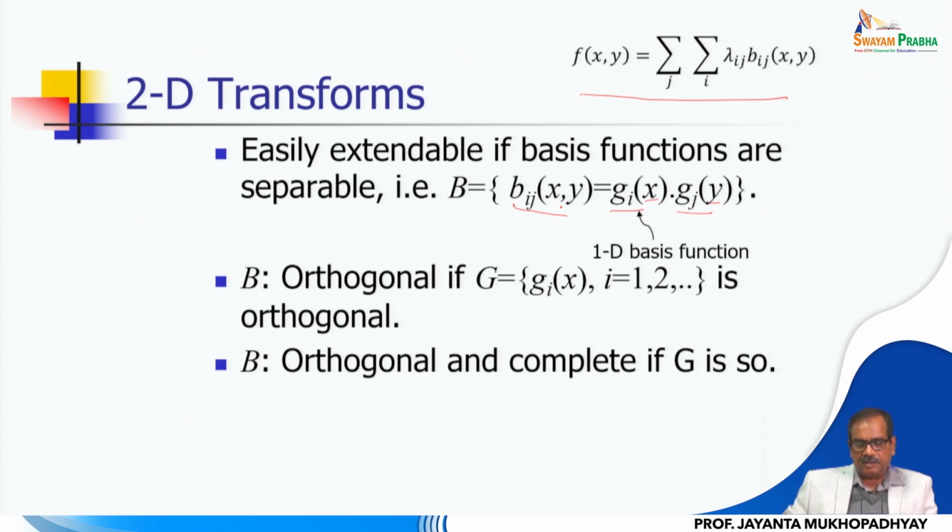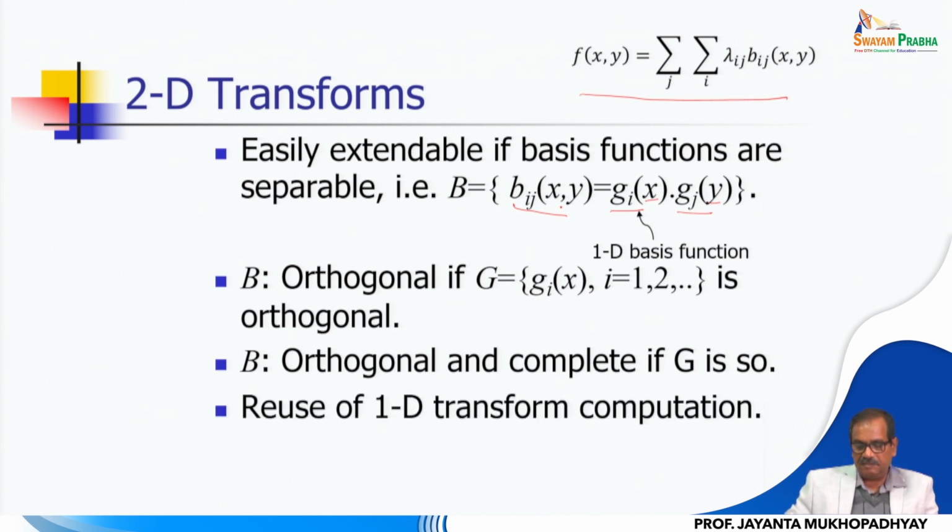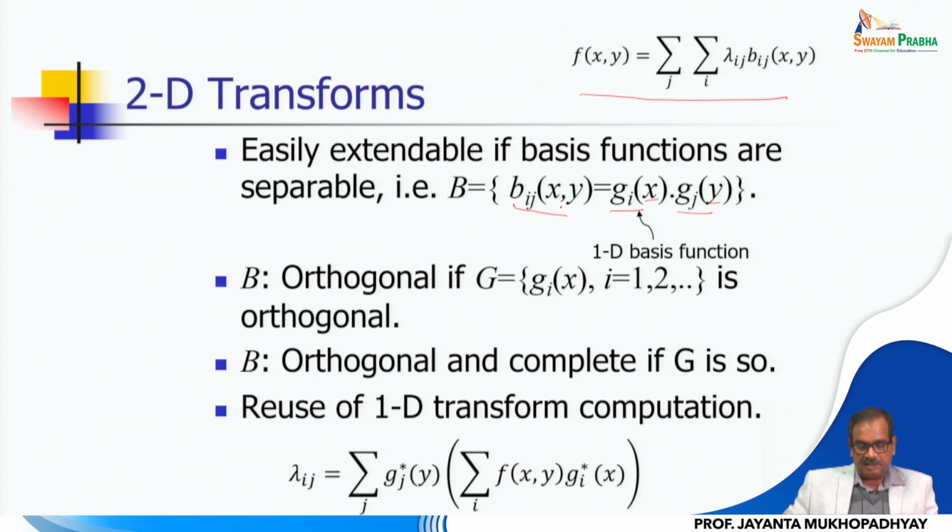So if B is orthogonal and complete in 1 dimension, similarly in 2 dimensions, if G is complete and orthogonal, then B is so. So it reuses the 1-dimensional transform. That means we can compute like this.